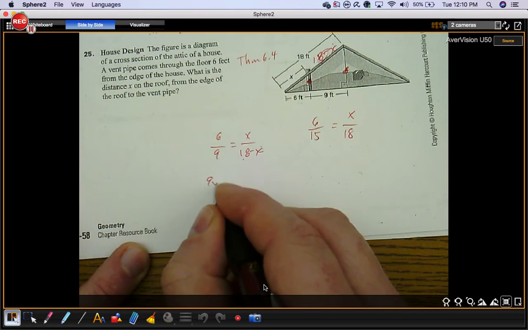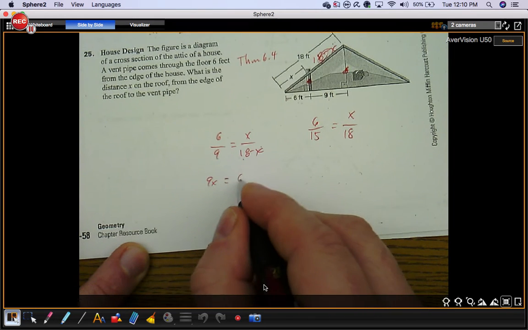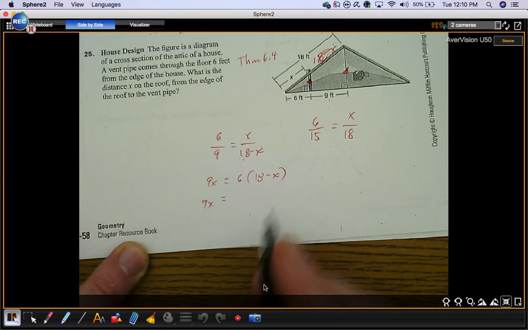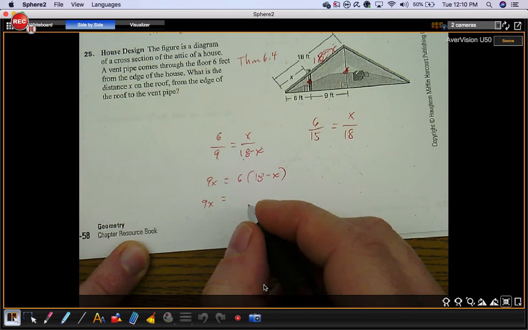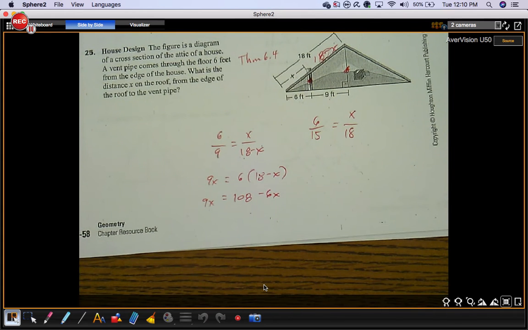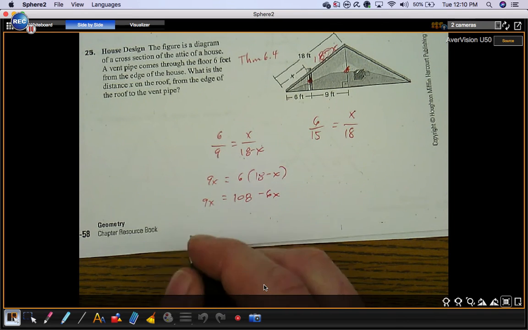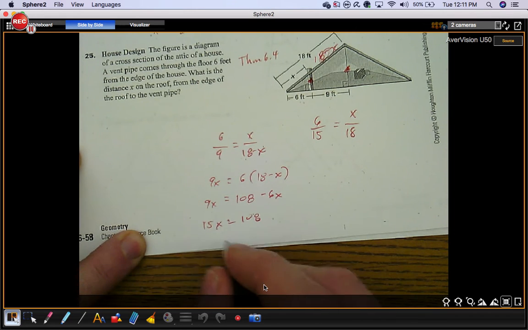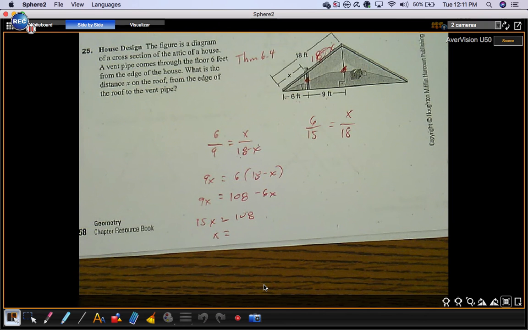So 9 times x is 9x. 6 times the quantity, 18 minus x, will solve that. Got to distribute there. So 6 times 18 gives you, I think, 108. Sounds right. Minus 6x. Okay, we're going to add 6x to both sides. So we're going to get 15x equals 108, and then we're going to divide by 15. So what is 108 divided by 15? Gives you 7.2.